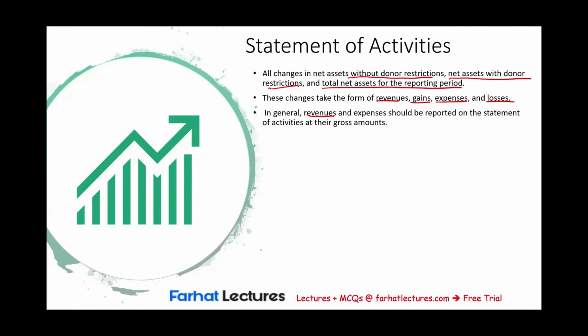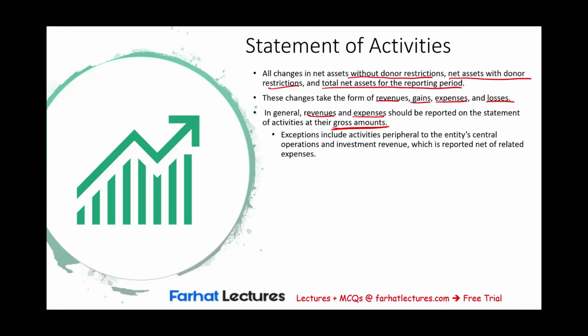In general, revenues and expenses should be reported at their gross amount. In other words, we don't net anything out. Exceptions include activities peripheral to the entity, such as investment revenue. Investment revenues are considered peripheral. They're not part of the purpose of the not-for-profit.